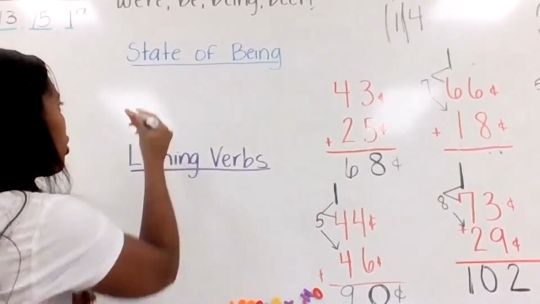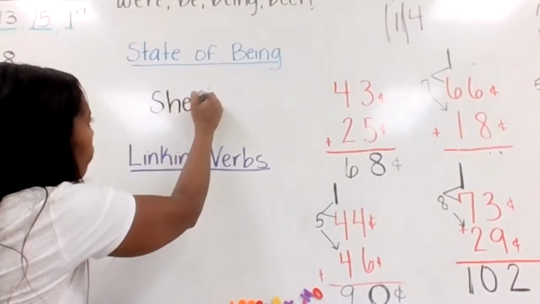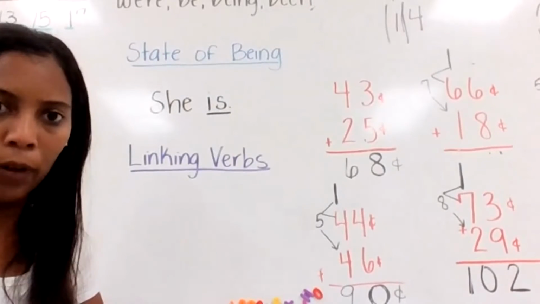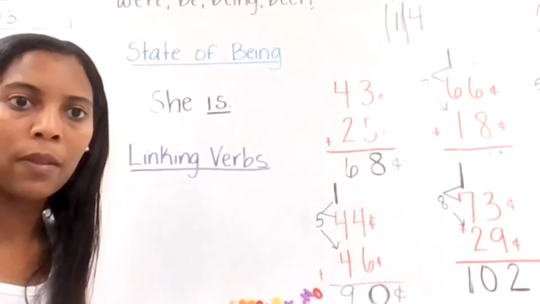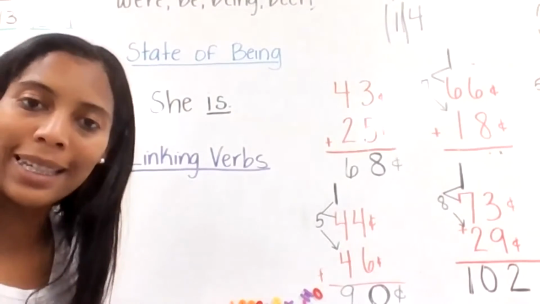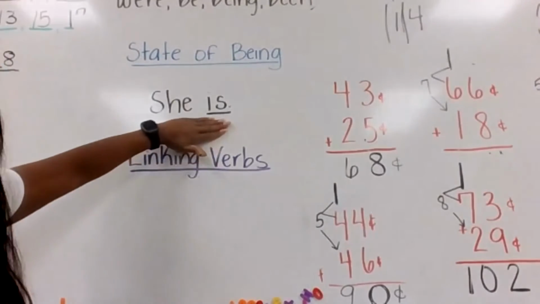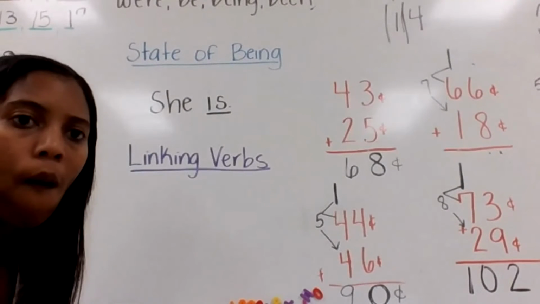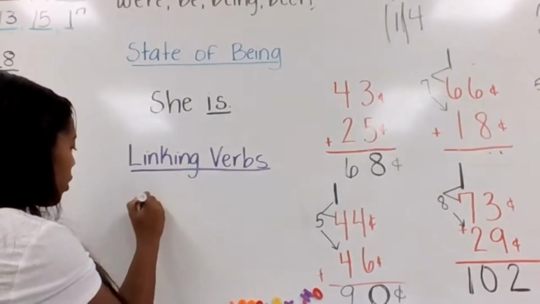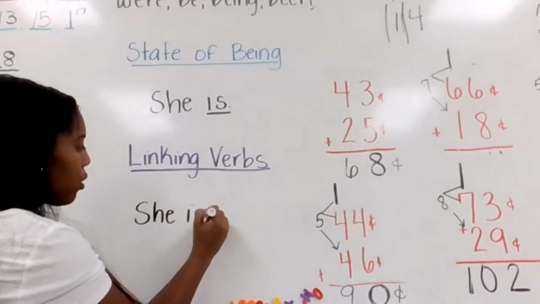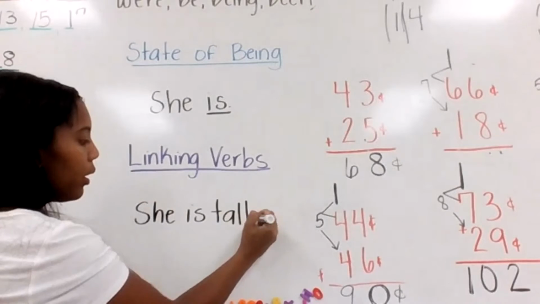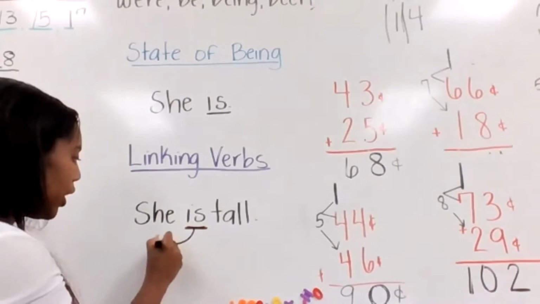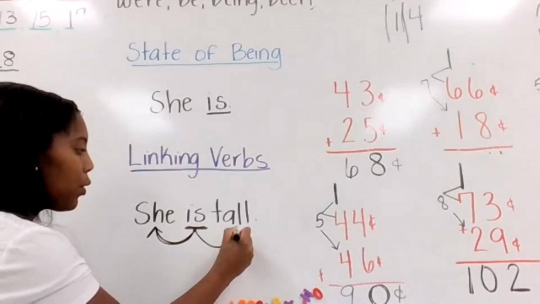Okay, yesterday you had "she is." Is here is a state of being verb. She's not doing anything, but she exists. She is. Is a state of being here. But then if I would say "she is tall," is has turned into a linking verb. It is linking she to the word tall.